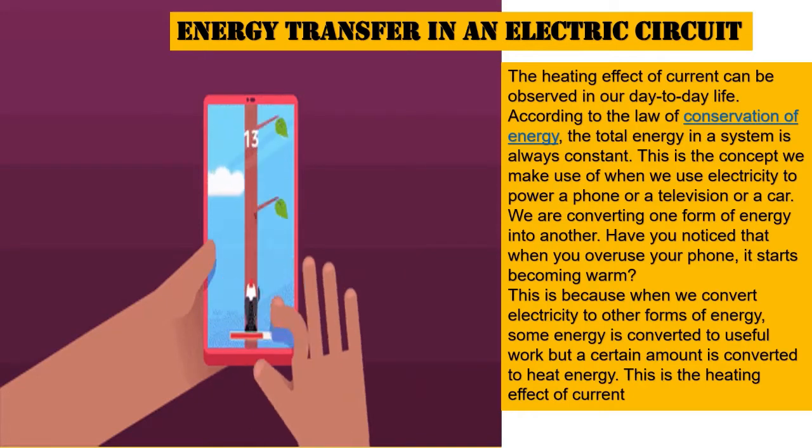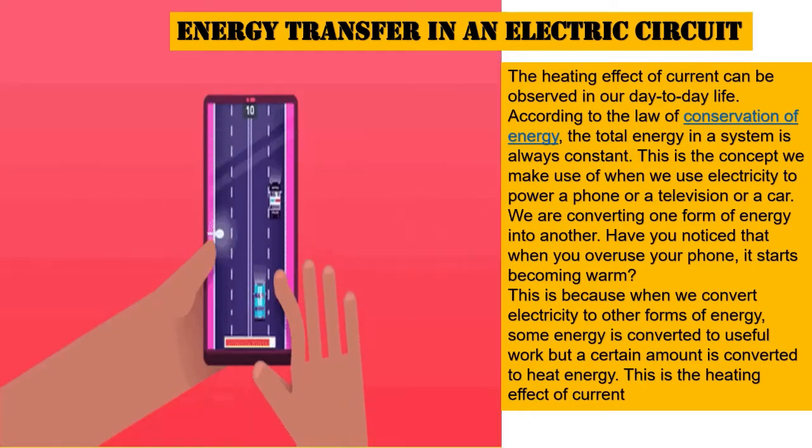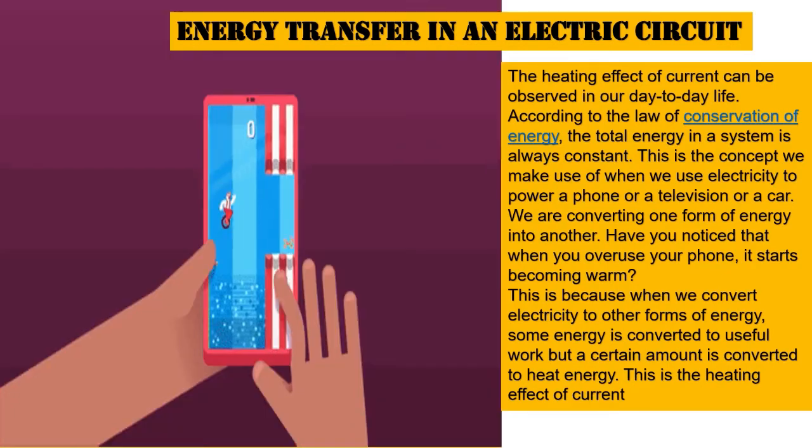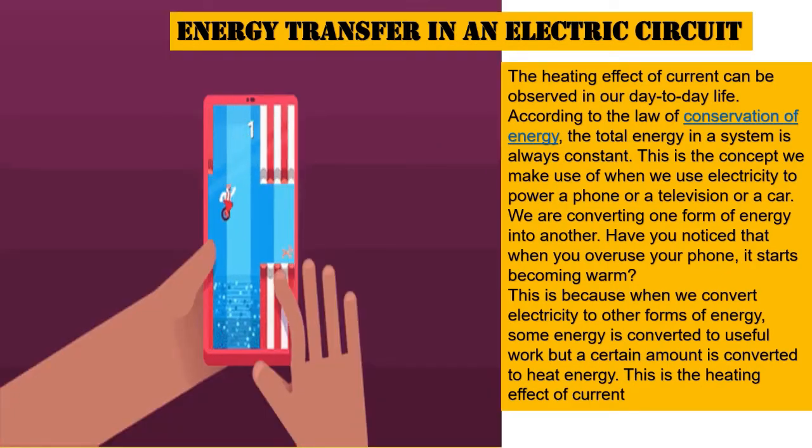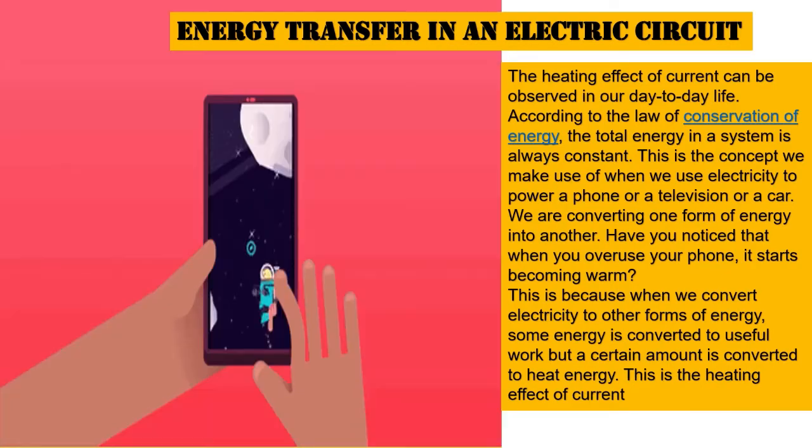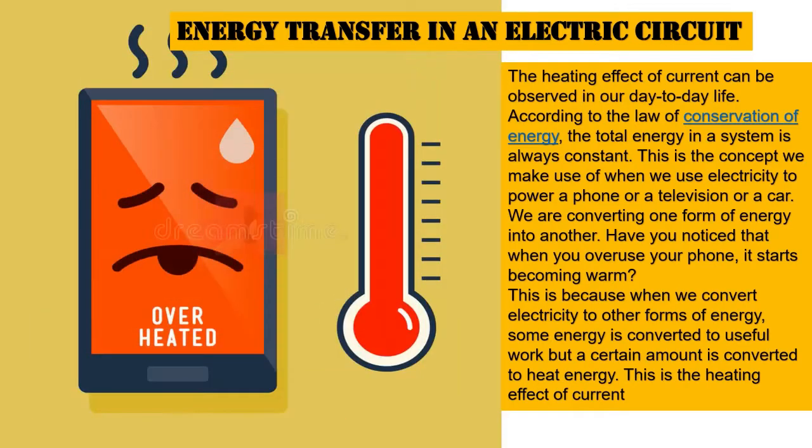This is because when we convert electricity to other forms of energy, some energy is converted to useful work, but a certain amount gets converted to heat energy, and this is the heating effect of the current.